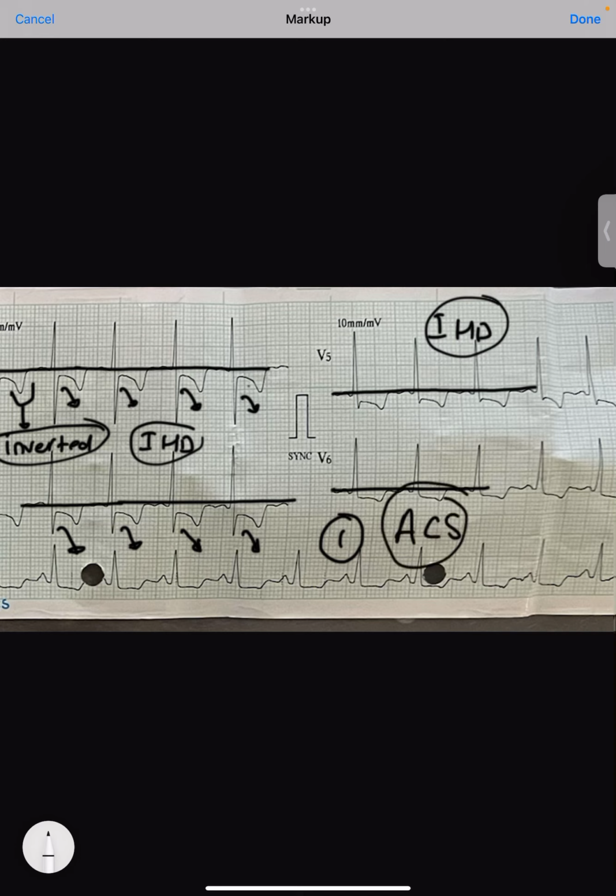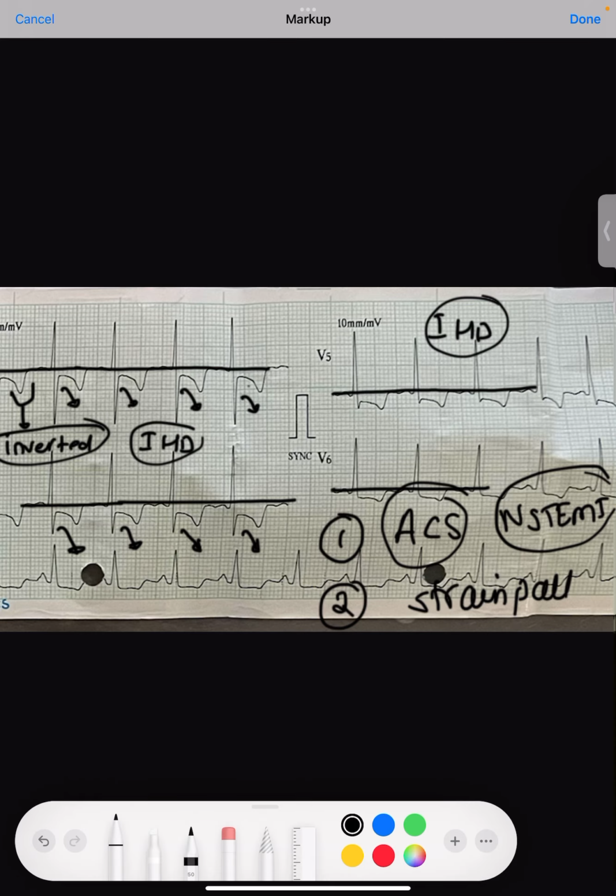So as there is no ST elevation, and if patient is presenting with chest pain and ST depression and positive cardiac biomarkers, we will be labeling this as NSTEMI, non-ST elevation MI. And if cardiac biomarkers are positive, if chest pain is there, then we can simply call this a strain pattern. This is called strain pattern.